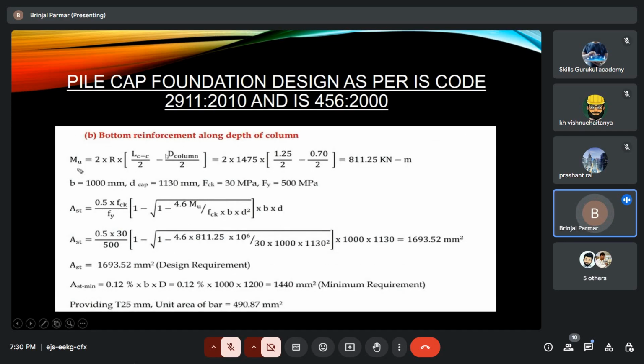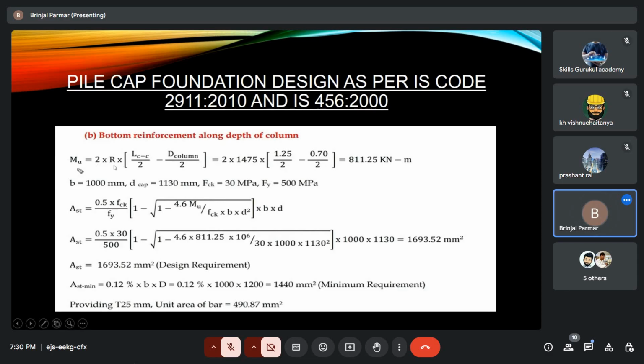Now we have to find bottom reinforcement along the depth of column. First we found it along the width of column. Now we have to find along the depth of column. So same procedure, but we use the different depth of the column.